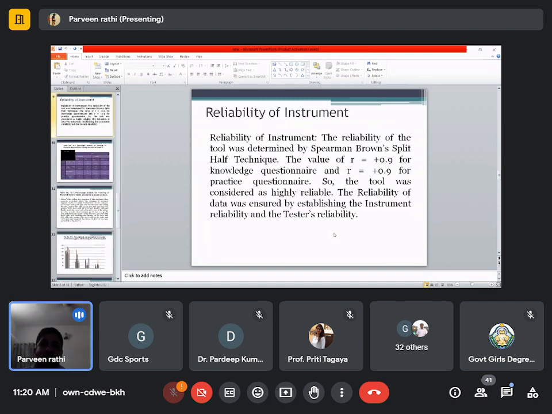Reliability of the instrument. The reliability of the tool was determined by the Spearman-Brown split-half technique. The value of r is equal to plus 0.94 for the knowledge questionnaire, and r is equal to plus 0.94 for the practice questionnaire, so the tool was considered highly reliable. The reliability of data was ensured by establishing the instrument reliability and the test reliability.